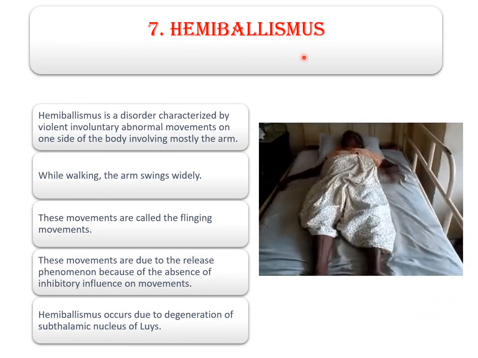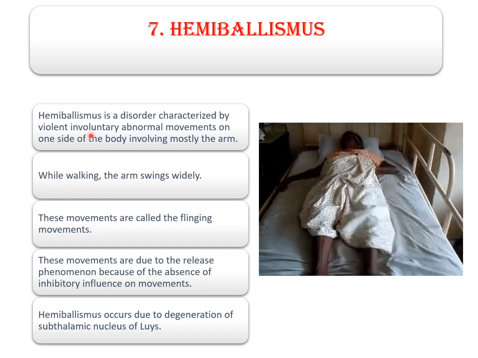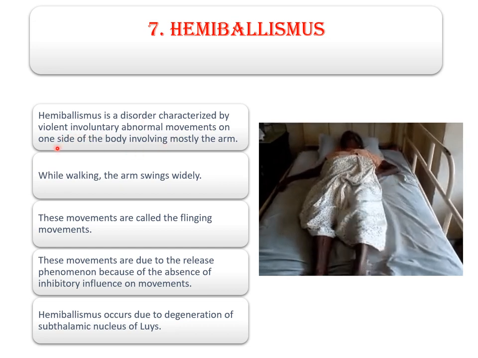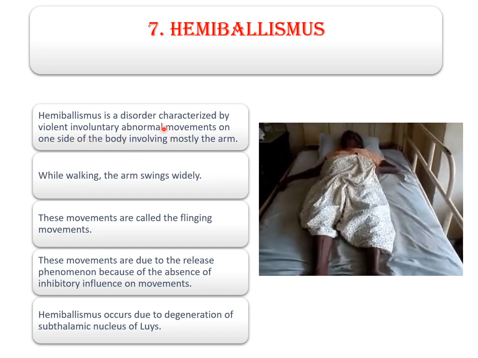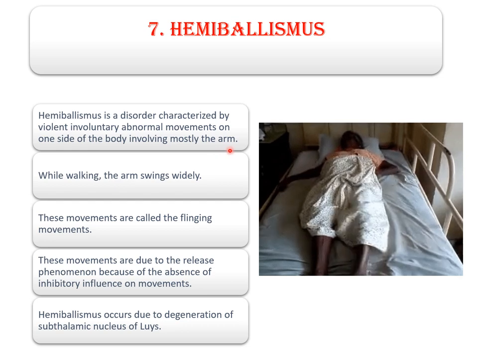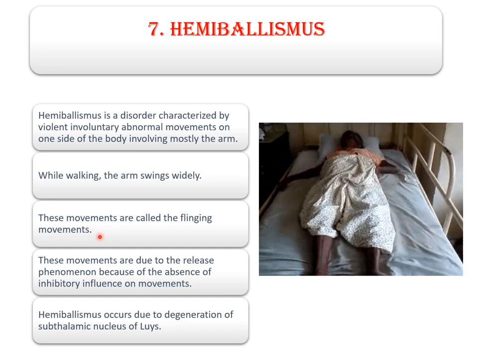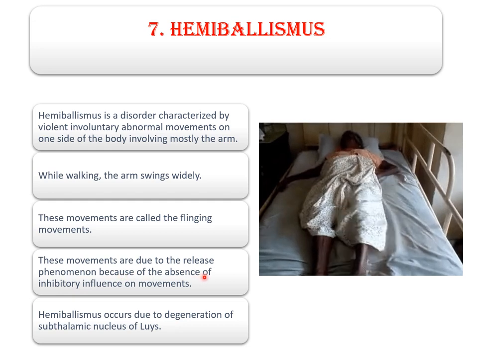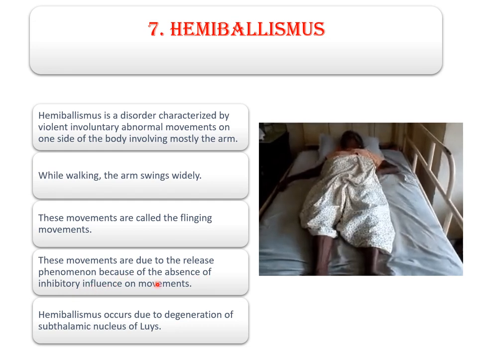Then hemiballismus. Hemiballismus is a disorder characterized by violent, involuntary, abnormal movements on one side of the body, involving mostly the arm. While walking, the arm swings widely. These movements are known as flinging movements. And these movements are due to a release phenomenon because of the absence of the inhibitory influence on the movements.